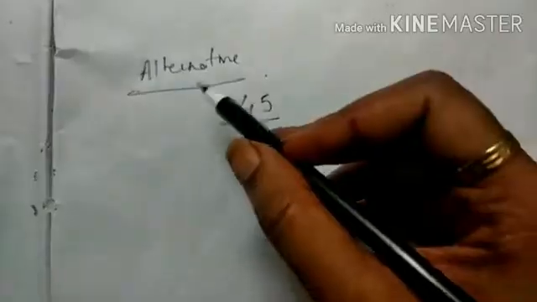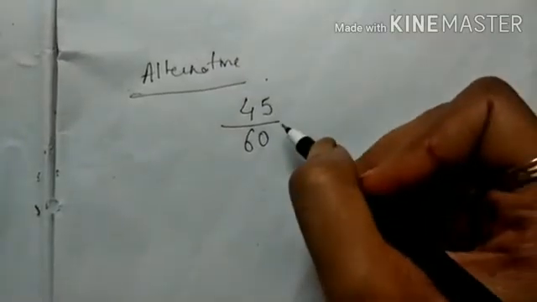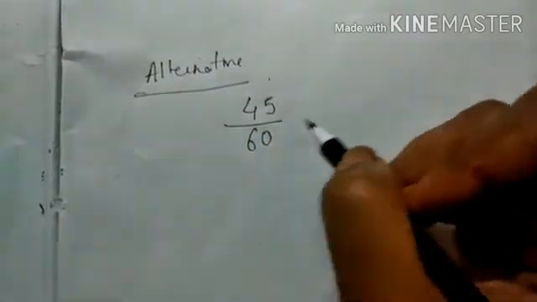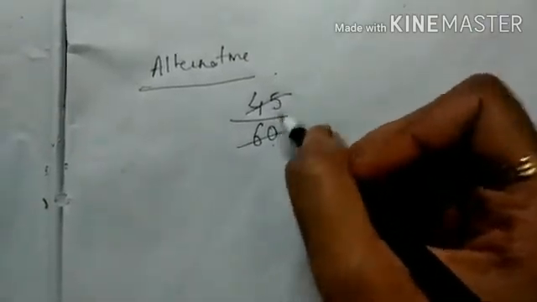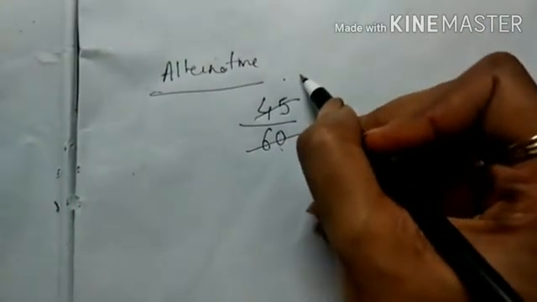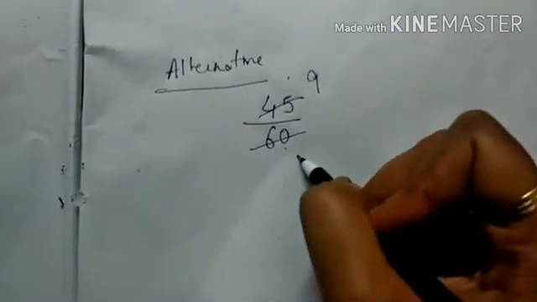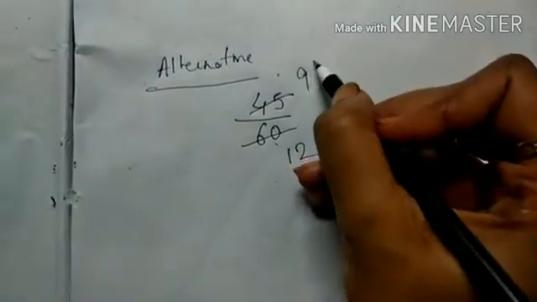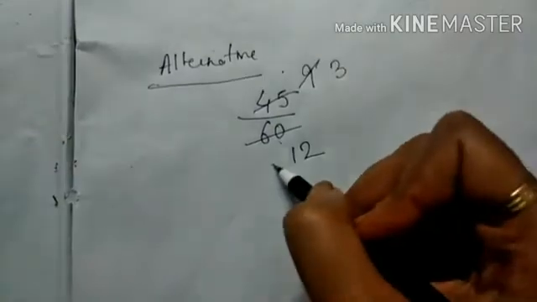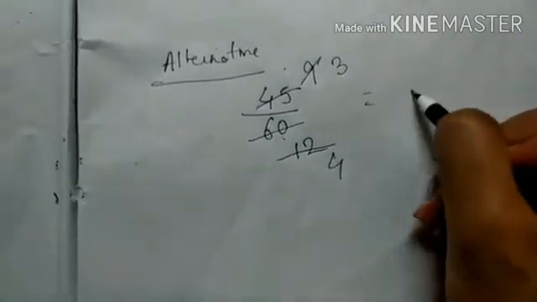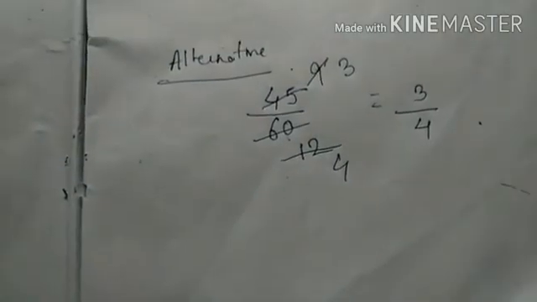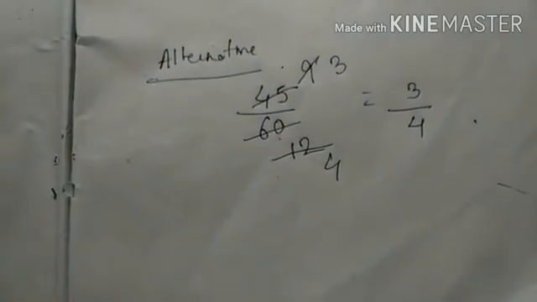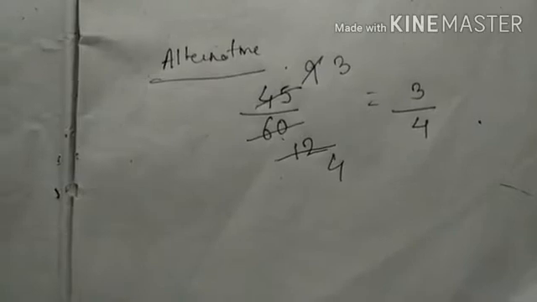Here is an alternative way to reduce to its lowest term. We can divide both by 5, giving 9 and 12. Again divide by 3 and we get 3 by 4. This is the easy process. It's up to you which process you like to choose.